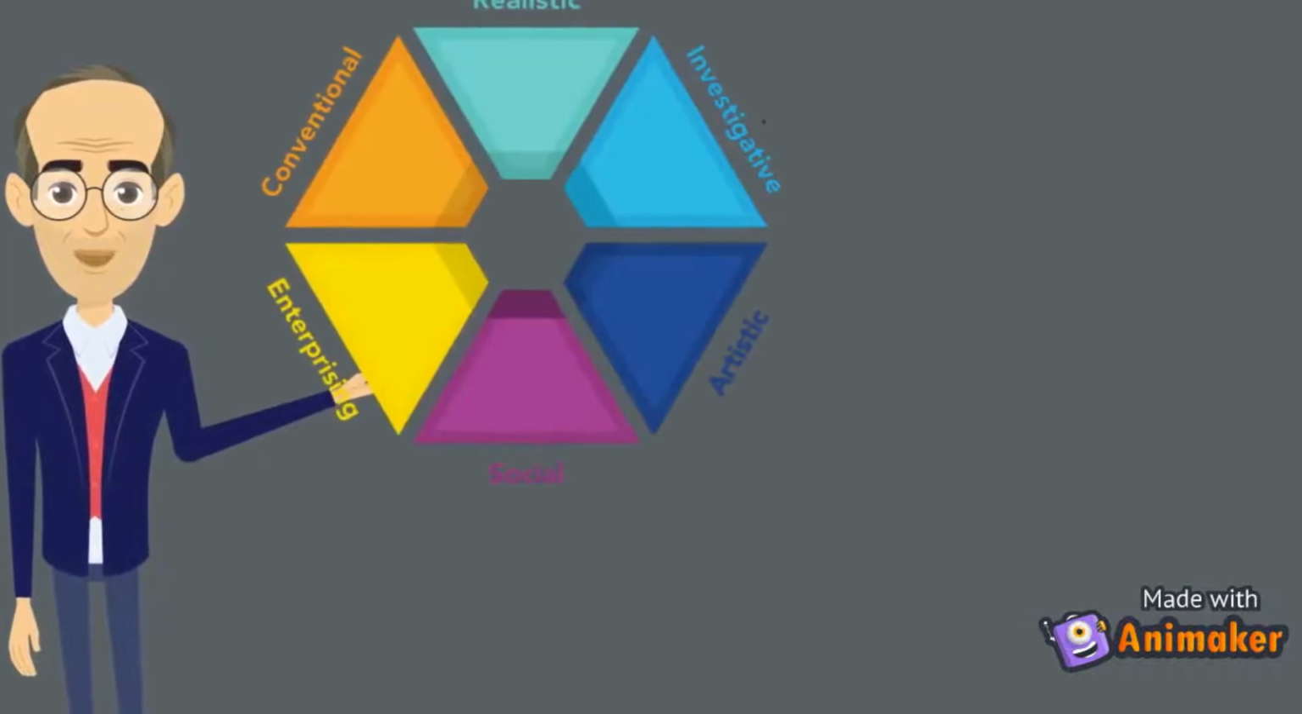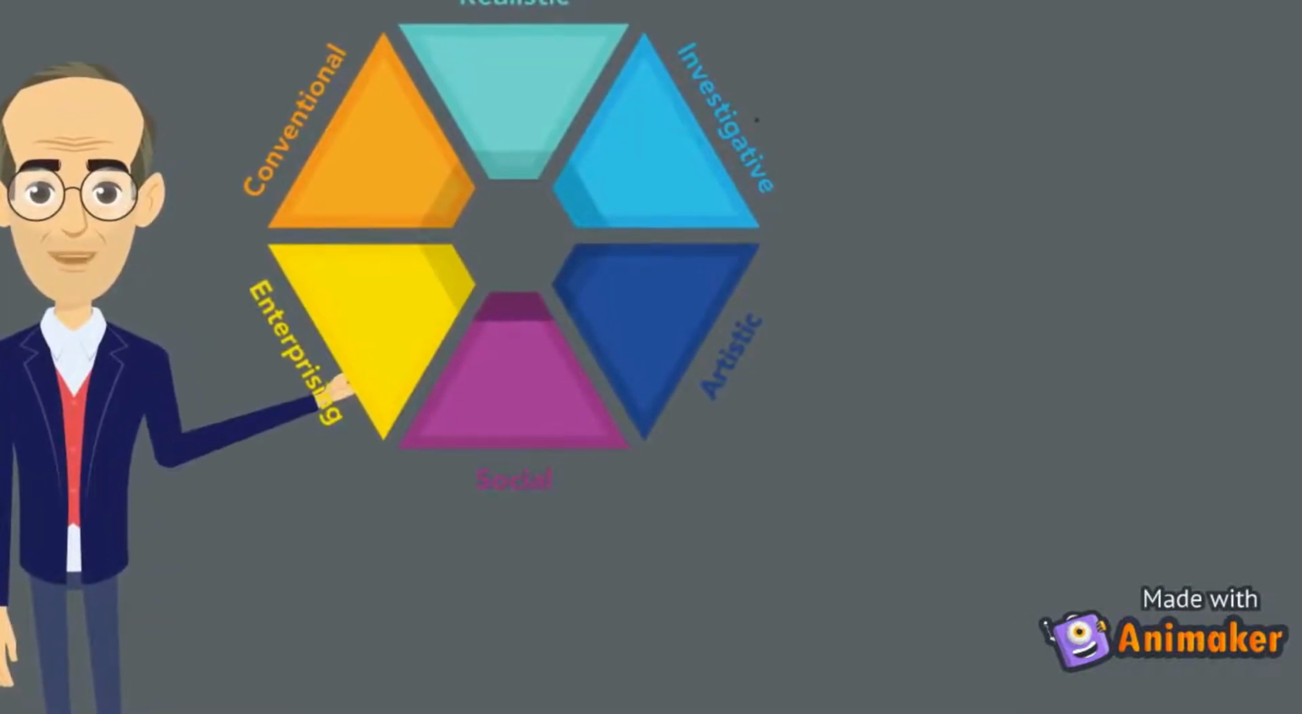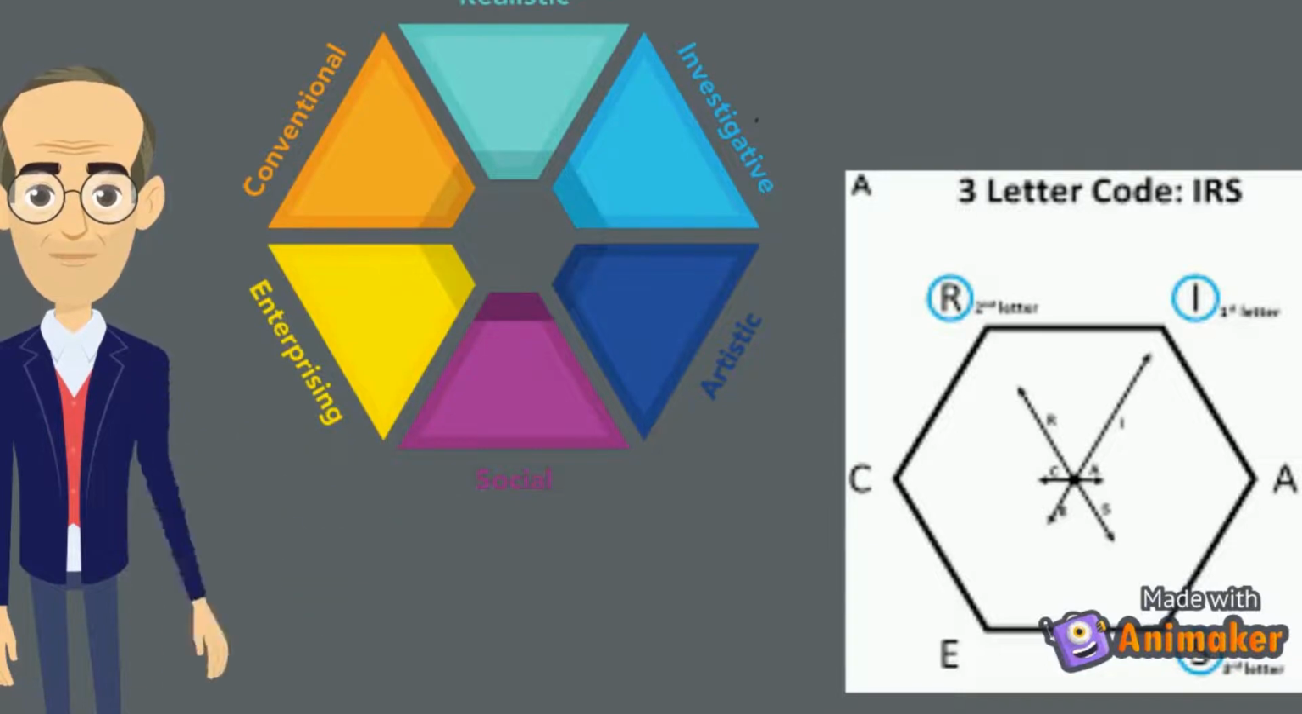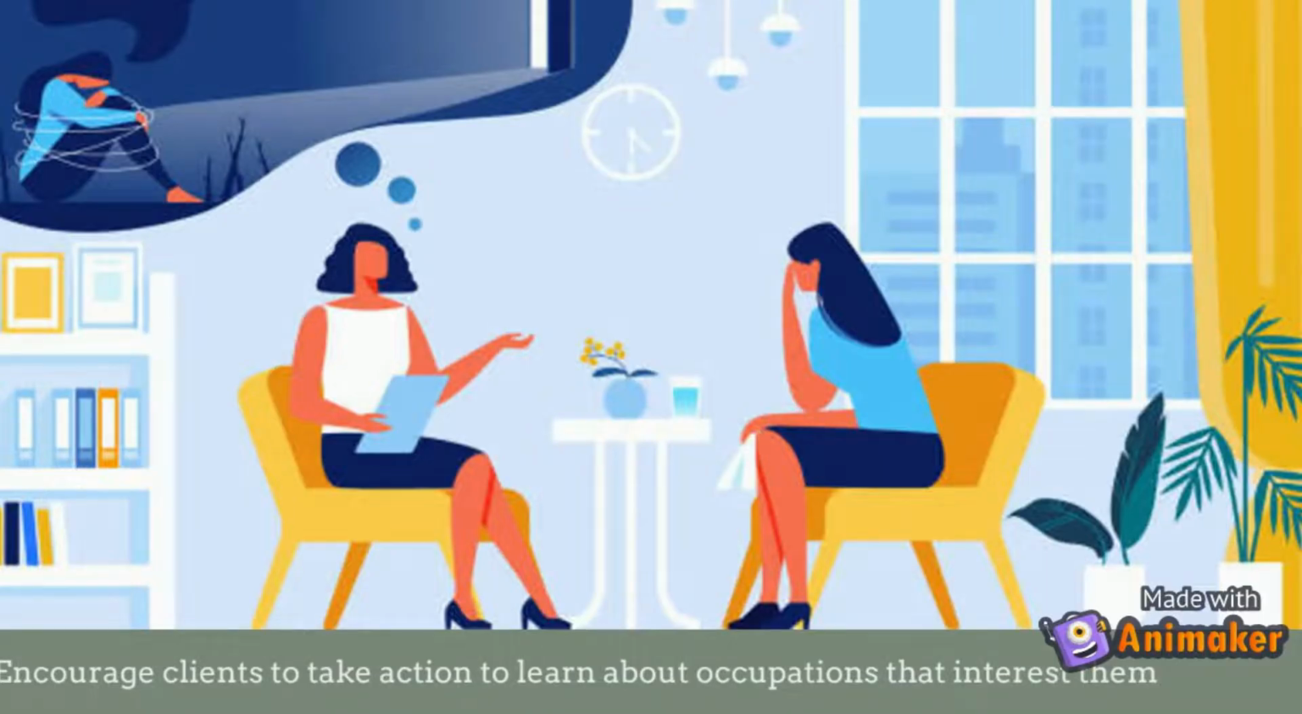Third, the counselor will examine the pattern of types on the assessment tool. The interpretation of general occupational themes will determine the 3-letter Holland code. It is especially important to discuss with the client his or her summary code when the code lacks consistency. Encourage clients to take action to learn about the occupations that interest them. Clients then discuss what they have learned with their counselors and narrow the list of options.